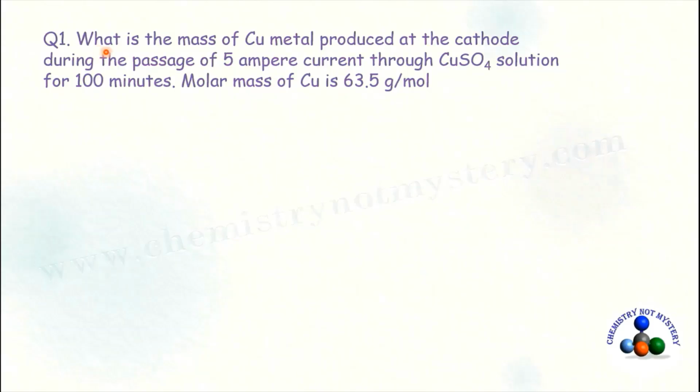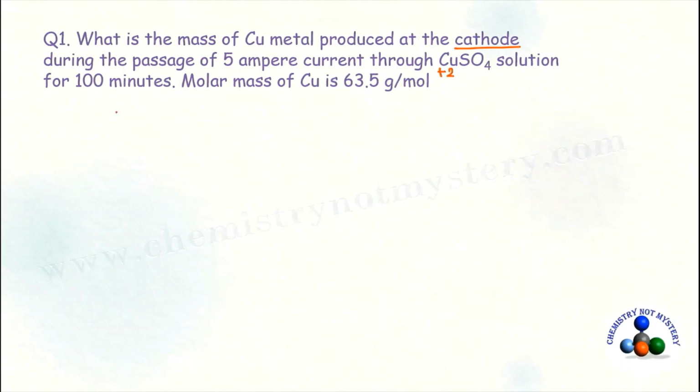Question is that, what is the mass of copper metal produced at cathode during the passage of 5 ampere of current through copper sulfate solution for 100 minutes? Molar mass of copper is 63.5 gram per mole is given. To solve such kind of problem, first of all you have to write the reaction taking place at cathode. Cathode is the reduction electrode, so reduction takes place at cathode. Now identify the cation that undergoes reduction reaction. So in copper sulfate, copper 2 plus ion is the cation which undergoes reduction.